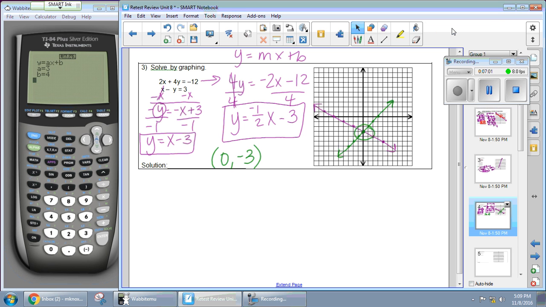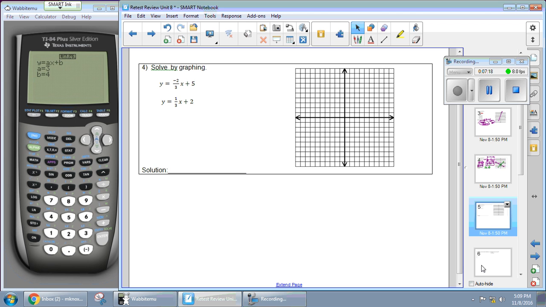If you forget how to graph the line given y equals mx plus b format of an equation, you can put it in your calculator and go to the table of points by pressing second graph. We will look at that here momentarily. Number 4.